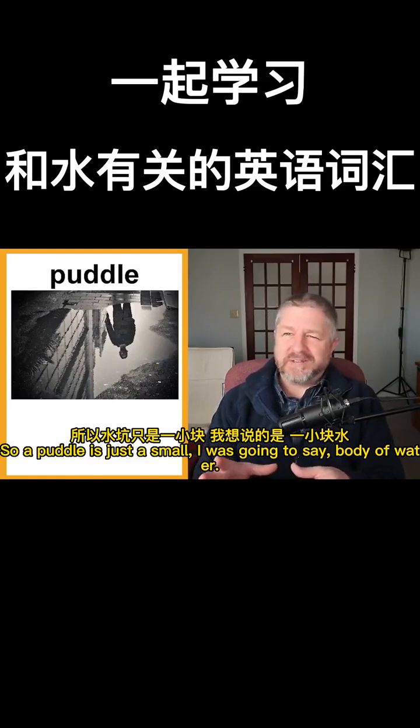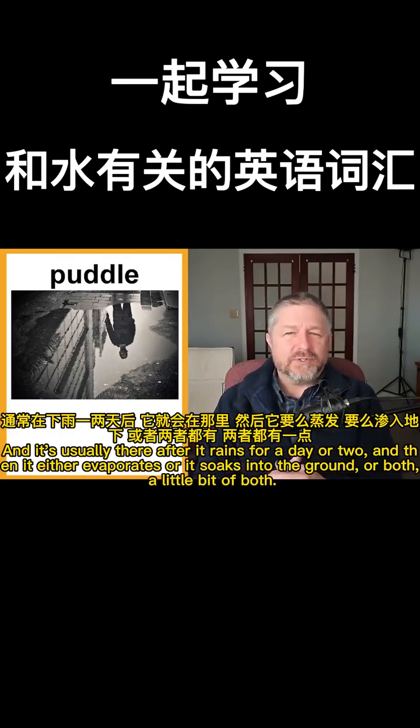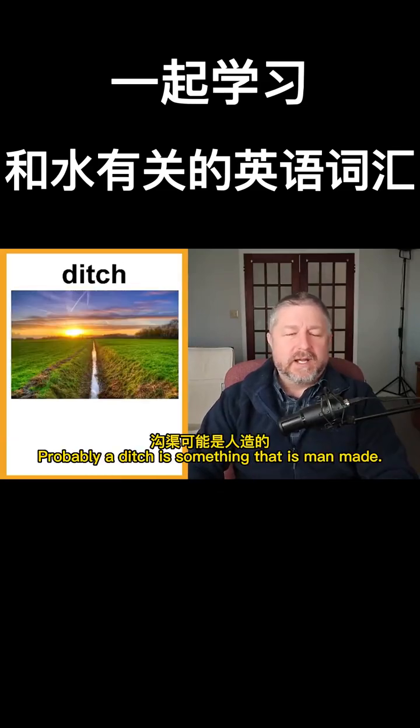I was going to say body of water. It's not really called a body of water because that's used to talk about bigger things, but it's a small amount of water that forms in a little part of the earth, and it's usually there after it rains for a day or two, and then it either evaporates or it soaks into the ground, or both, a little bit of both probably.